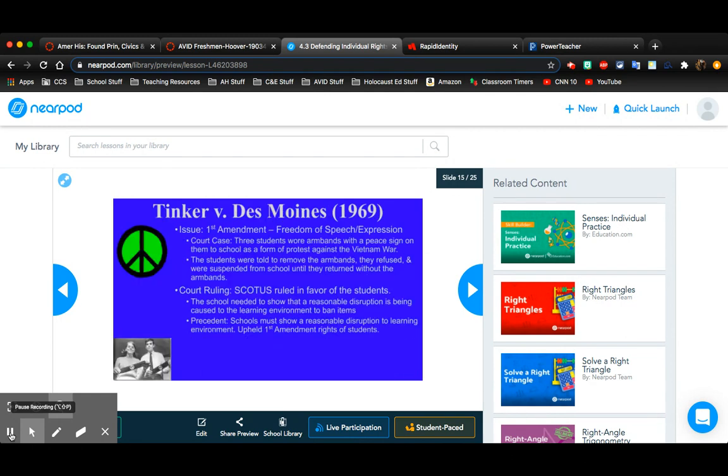All right, next up is Tinker versus Des Moines. All right, so the issue at hand here was First Amendment, freedom of speech and expression. So there were 3 students, you can tell here in 1969, this is the height of the Vietnam War, who wanted to wear black armbands with peace signs on them protesting the Vietnam War. These students were told to remove the armbands.